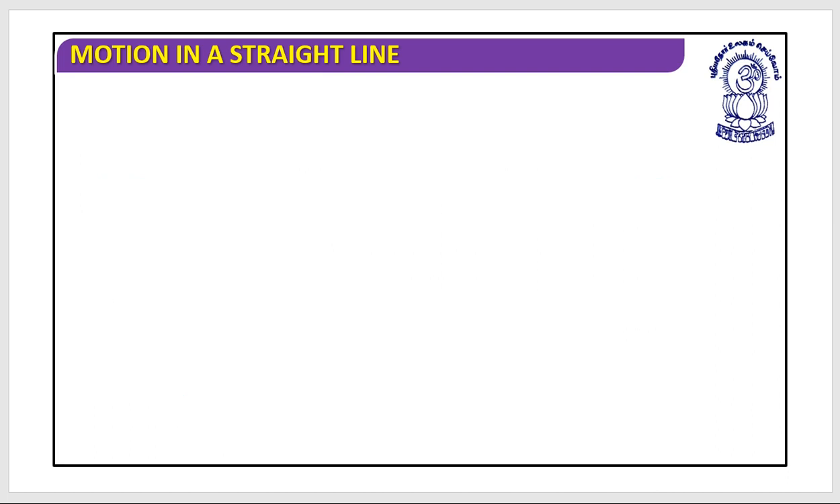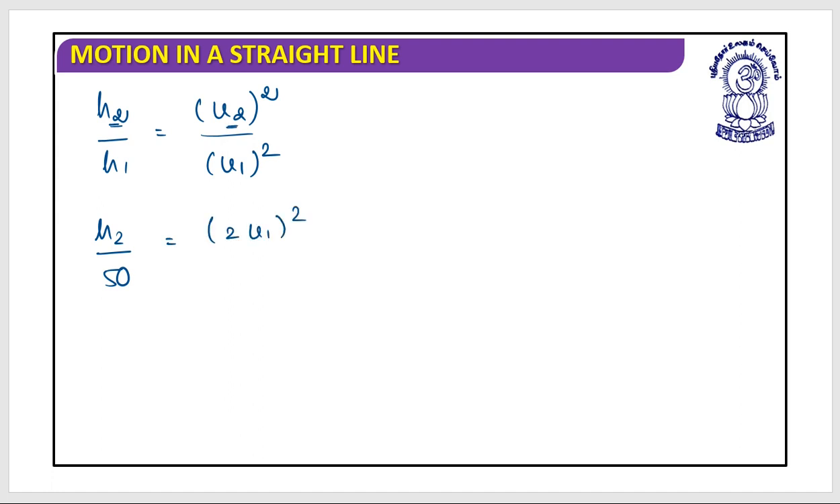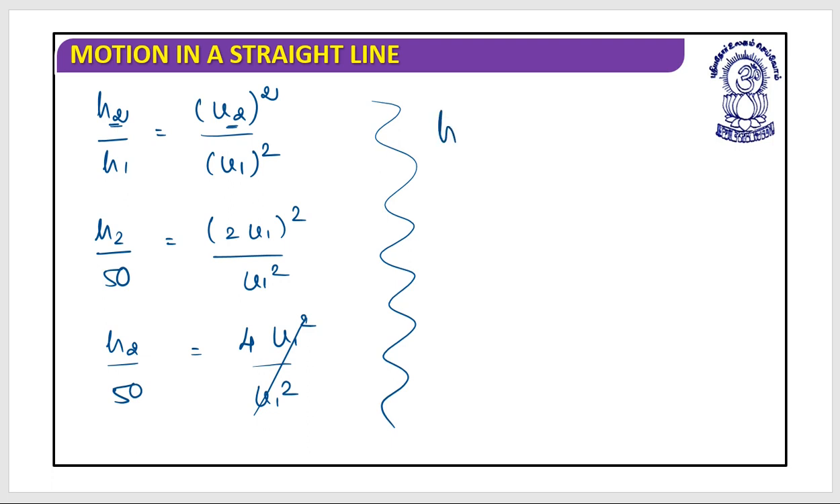So let's say this is the second situation, this is the first situation: h2 is proportional to u2 whole square, h1 to u1 whole square. I require to find h2 divided by h1, where h1 is given to me as 50. Now u2 is twice u1, whole square, divided by u1 square. So h2 by 50 should be equal to 4u1 square divided by u1 square. This cancels out, and then h2 should be equal to 50 multiplied by 4. So this should be 200 meter. This should be the h max.